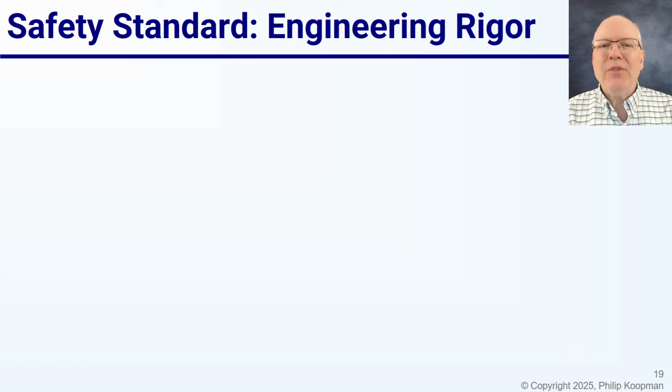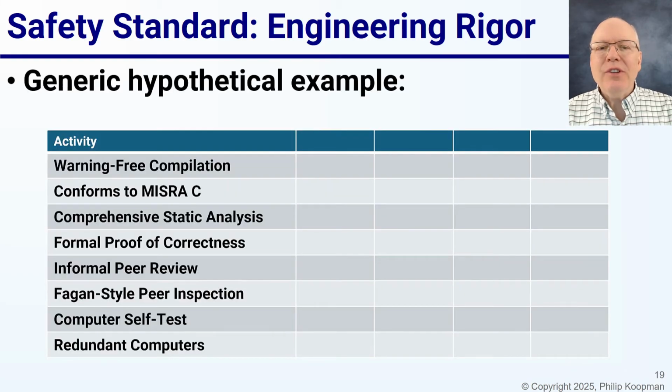I've mentioned engineering rigor several times, but that can be a fuzzy concept unless you make it really concrete with examples. So here's an example to explain how safety standards specify engineering rigor. They usually do it with a bunch of tables. The tables say, at a particular SIL or ASIL, here are the engineering processes and work products you need to produce to make sure you've done enough work to mitigate risks. So here's a list of activities. Warning-free compilation, conformance to MISRA C, and so on. Let's look at how this lines up for different SILs.